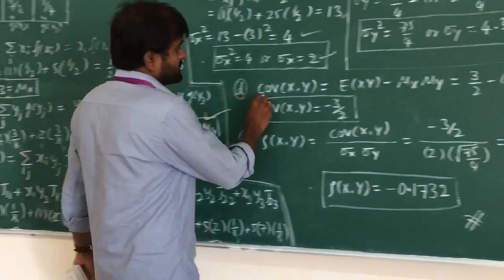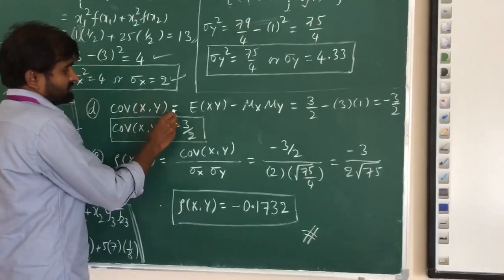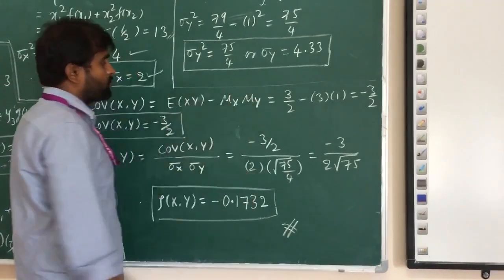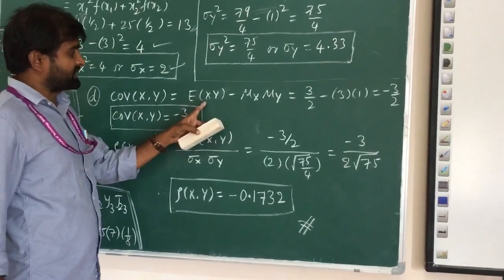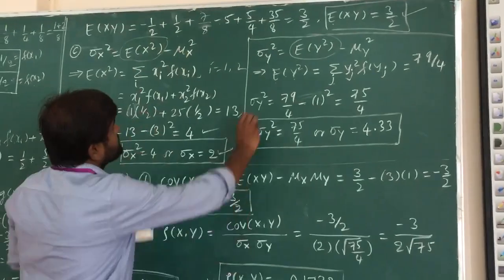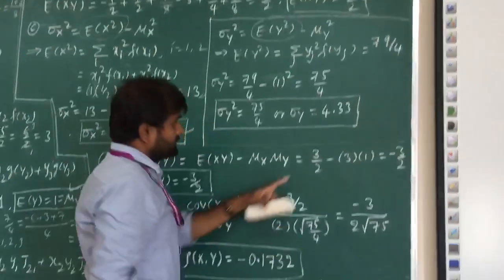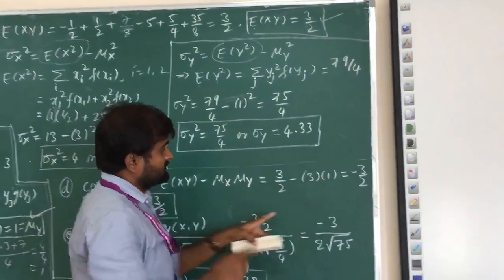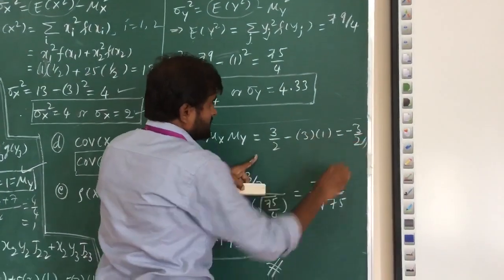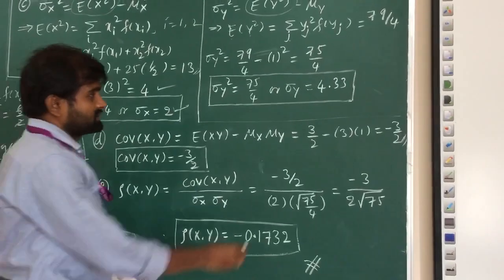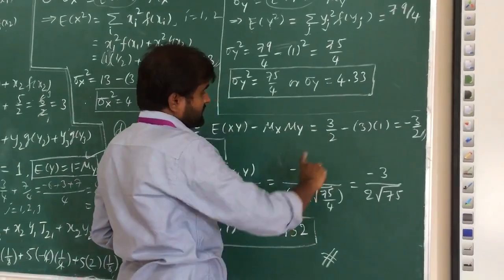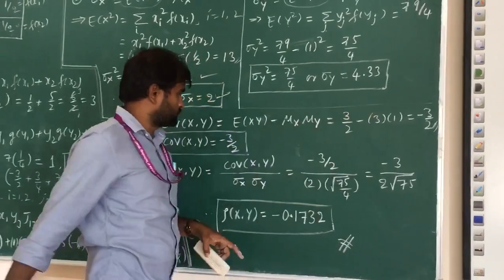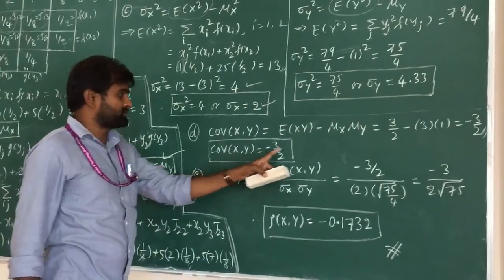So covariance of xy. You know the expression is equal to expectation of xy minus mu x mu y. You know the value of expectation of xy is here. This is 3 by 2 minus mu x which is 3, mu y which is 1. So after simplifying this, minus 3 by, so this is 3 times 1 is 3, right? LCM 2, 3 minus 6 by 2, so minus 3 by 2. So covariance of xy is minus 3 by 2.